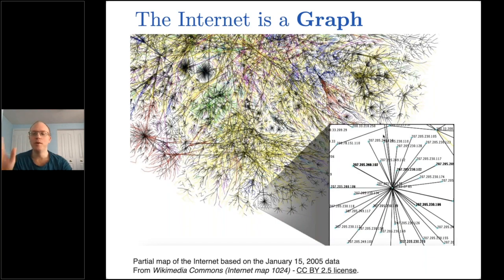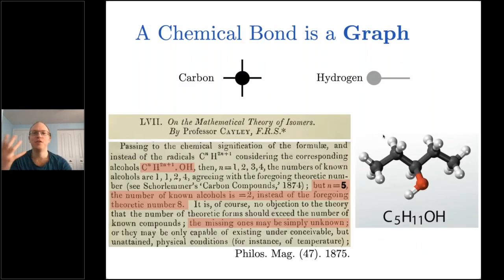I just want to mention one more, though, because it's one of my favorites, and it also shows sometimes the power of enumeration. So this is talking about chemical bonds. Chemical bonds or chemical formulas you can also think of, in some sense, as a graph.